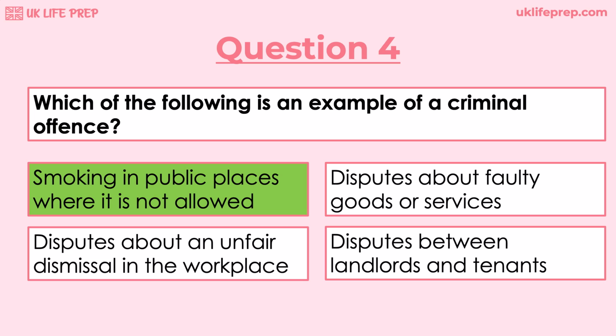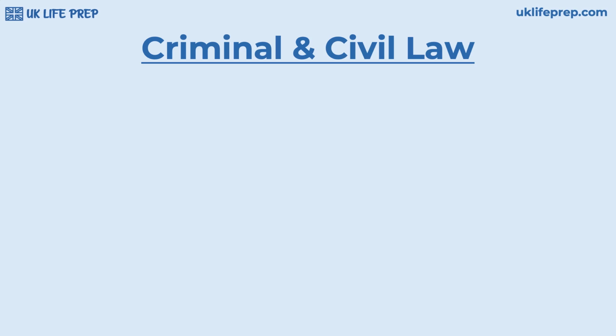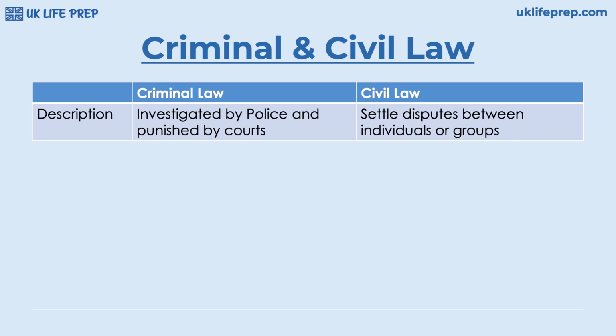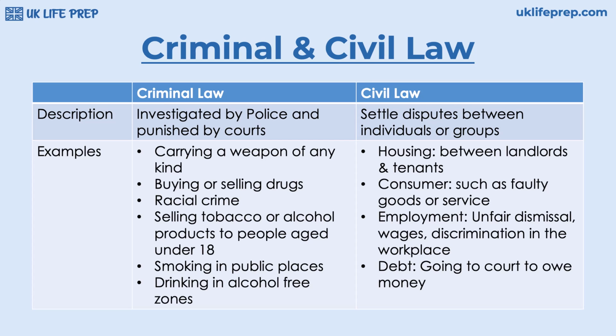This question is in the topic criminal and civil law. I think this is hard because we need to know the difference between what criminal law is and what civil law is. Criminal law is investigated by police and punished by courts, while civil law settles disputes between individuals or groups. I've put here examples of criminal law and examples of civil law, and feel free to pause the video to have a read. The reason I think this is confusing is because I wouldn't think smoking in public places is a criminal offence. But hey ho, I didn't invent the law.